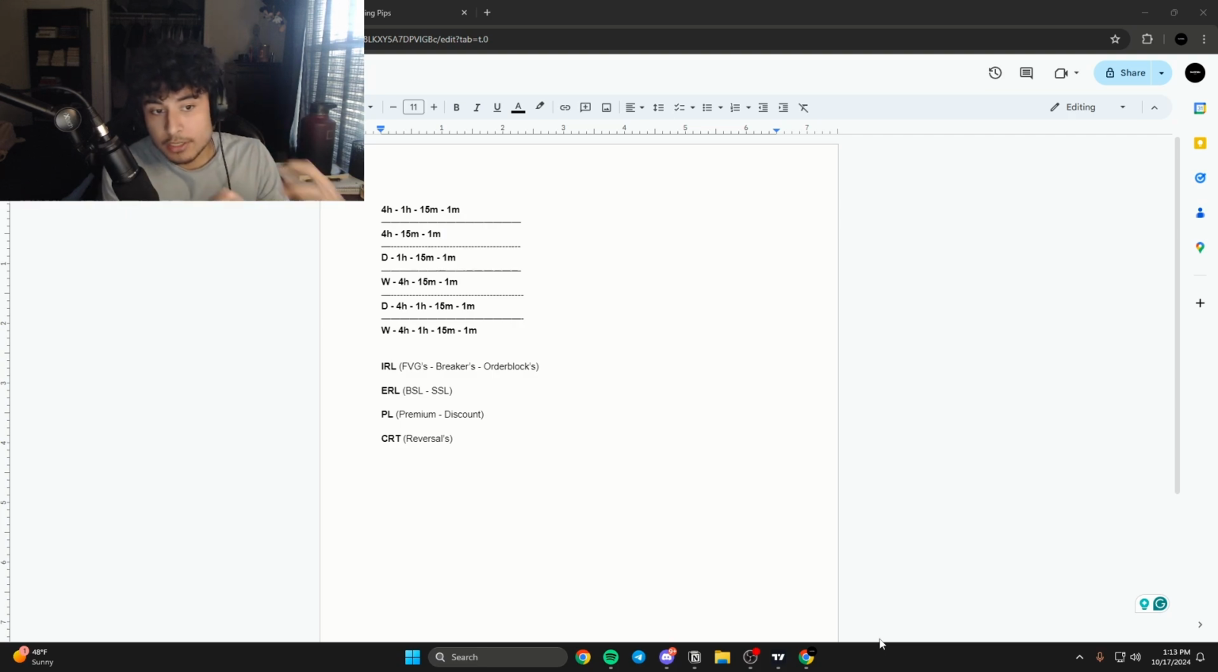But the core foundation, again, don't get it wrong, is internal to external. I'm just simply not looking for CRTs on every single time frame. That doesn't work like that. I have to have internal to external on the majority of my time frames. Especially the higher the time frame, the more important the internal to external has to be. Don't get it wrong. Only because I'm using CRT doesn't mean I'm not using ICT. I'm using ICT with CRT.